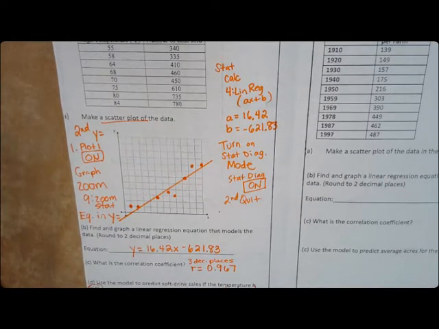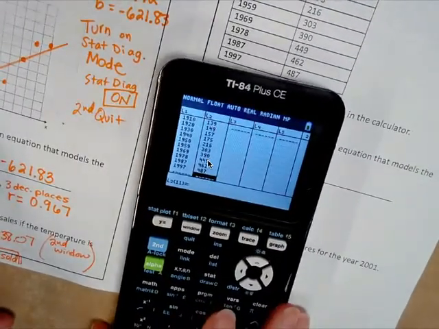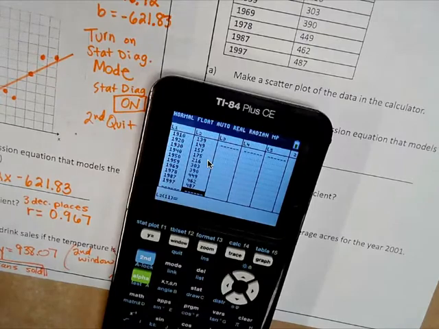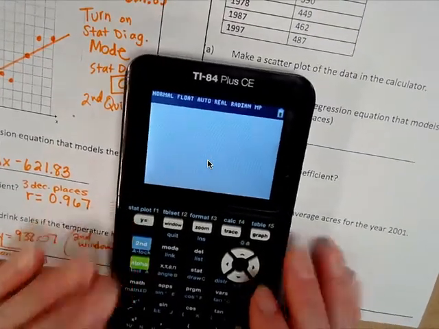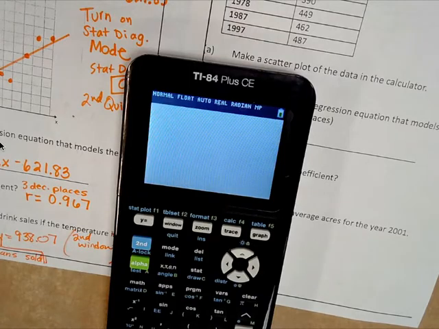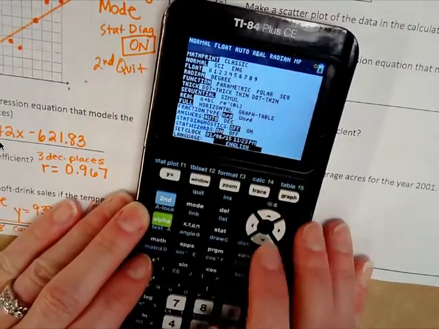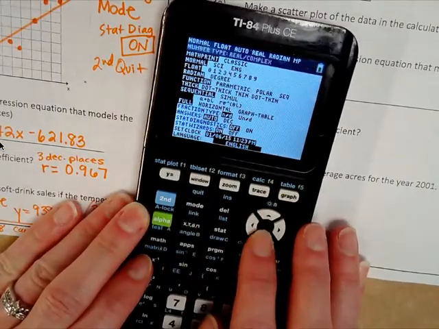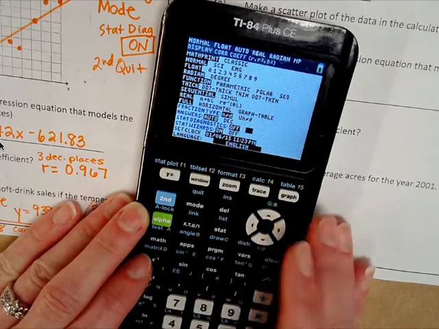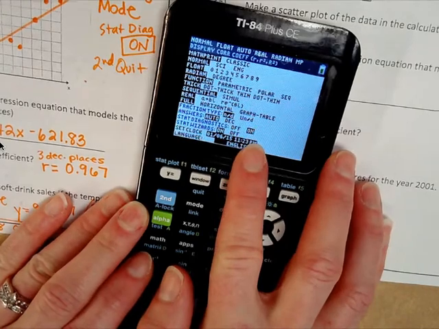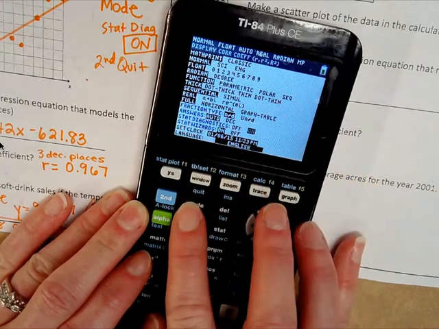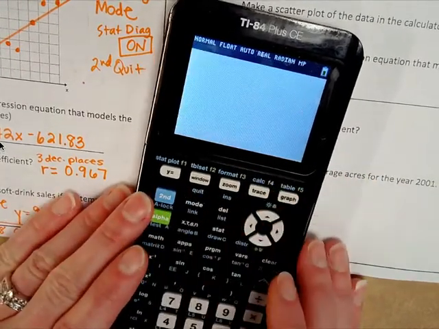How do you get the line? Let's look at it together. I've already put mine in. So now I'm going to follow all the steps. So I'm going to hit second quit to get out of it. I need to turn on the mode because I want to see the R value. So mode, you have to do this every time, especially after you clear out your memory. It puts it back to off. Turn the stat diagnostics on. That was under mode. Then hit second quit to get out of there.